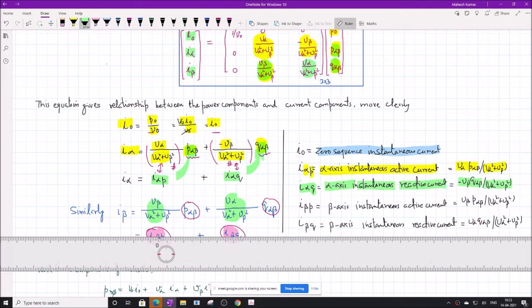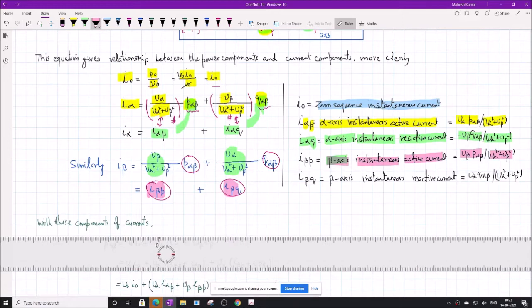Similarly, I beta P is the beta axis instantaneous active current. The value is V beta into P alpha beta divided by V alpha square plus V beta square. And I beta Q is the beta axis instantaneous reactive current, which is V alpha into Q alpha beta divided by V alpha square plus V beta square. So they have very specific names to be known.